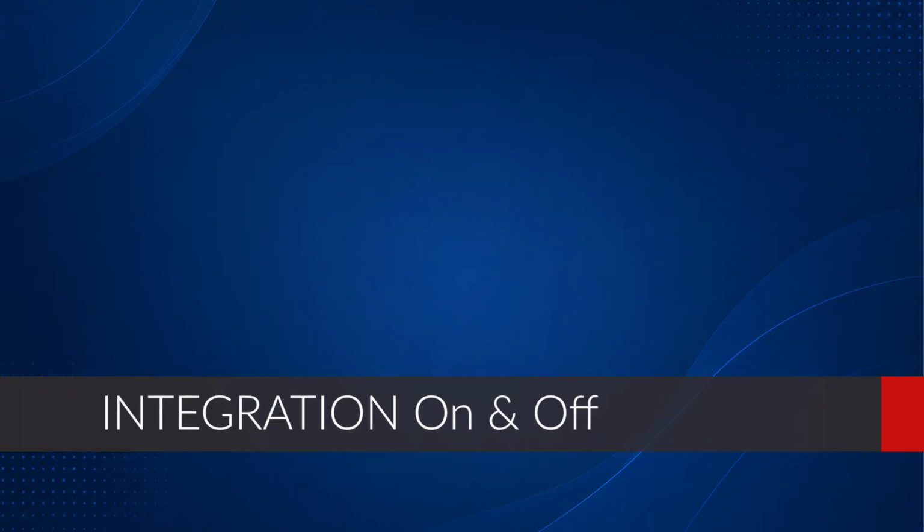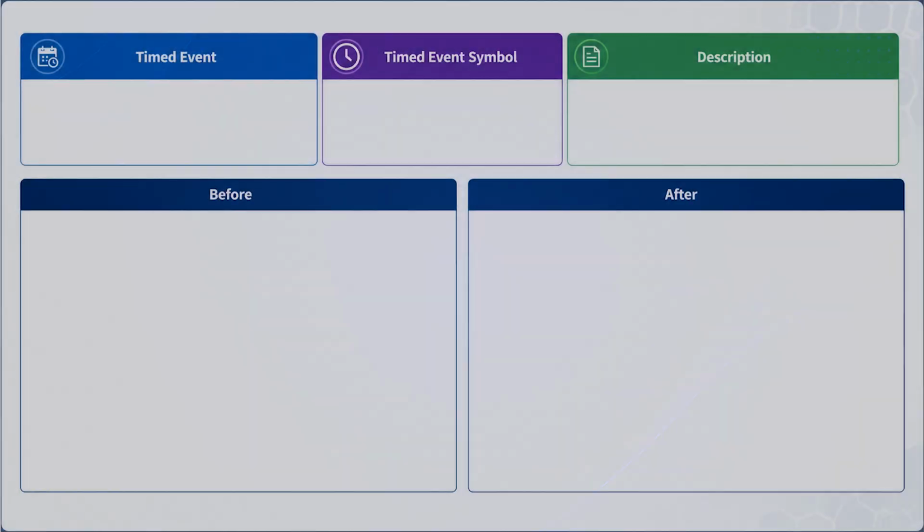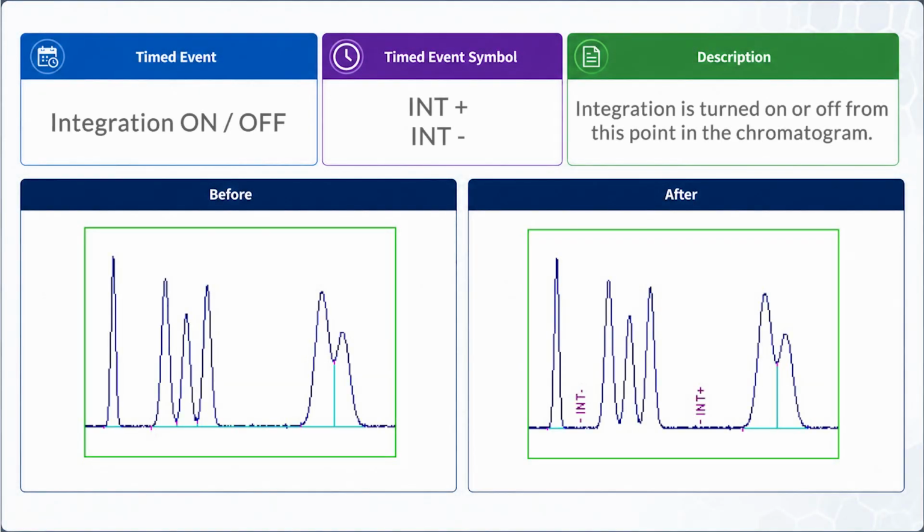Integration on and off. The first group of events controls whether integration is active. INT plus turns integration on. INT minus turns integration off. These events are useful when there are parts of the chromatogram that should be ignored during integration.